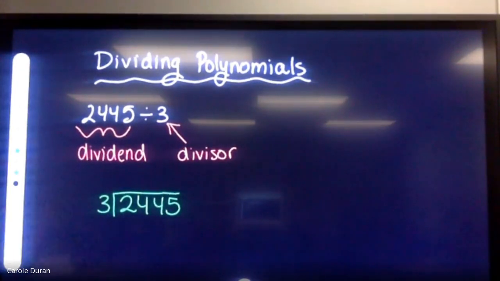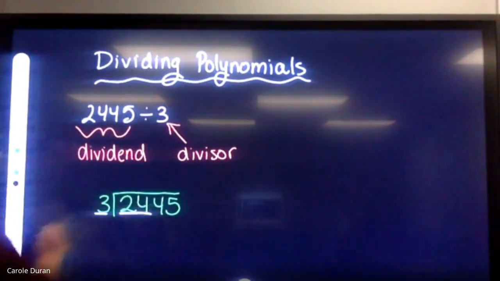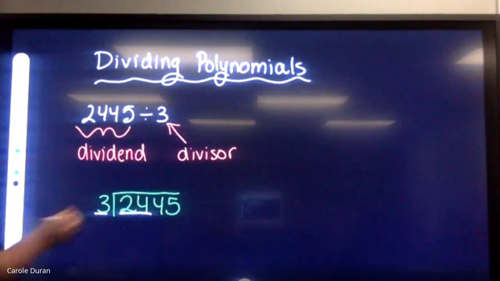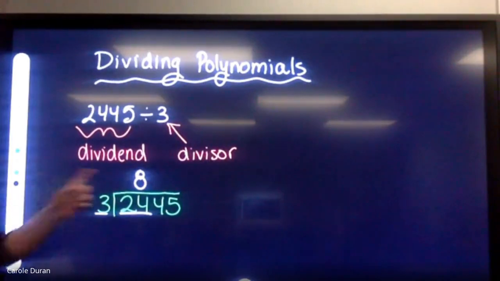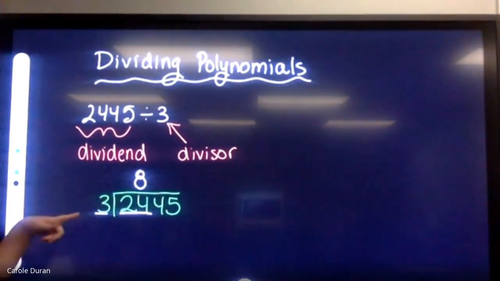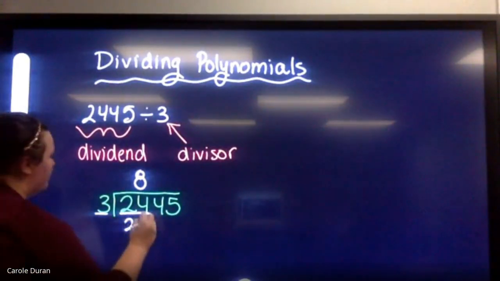Exactly. Okay. So I ask myself, how many times does 3 go into 2? Doesn't. So then I have to look at that first number grouped with the next number. How many times does 3 go into 24? 8. So I put that above the last value in the number it goes into. And then I take that value times my divisor. What's 8 times 3? 24. And I subtract it out.